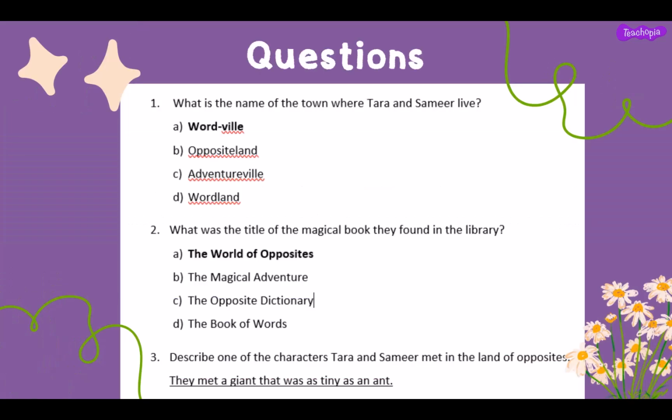Here are a few comprehension questions that follow. What is the name of the town where Tara and Samir live? The answer, Wordville. What was the title of the magical book they found in the library? The answer, The World of Opposites. Describe one of the characters Tara and Samir met in the land of opposites. Answer, they met a giant that was as tiny as an ant.